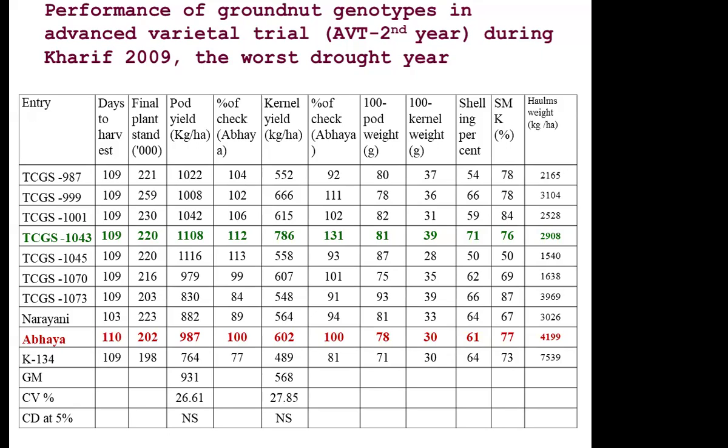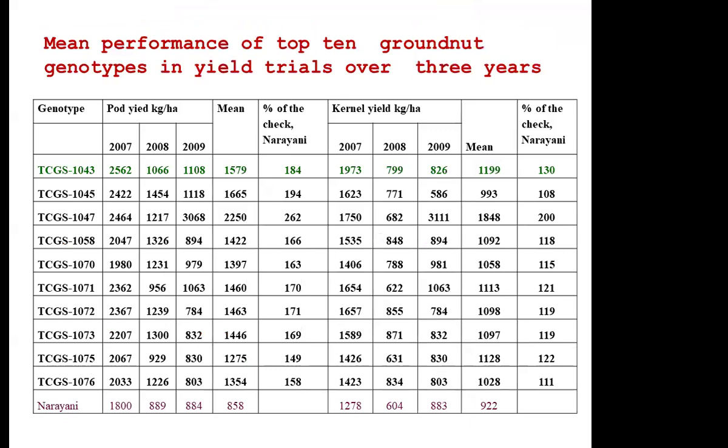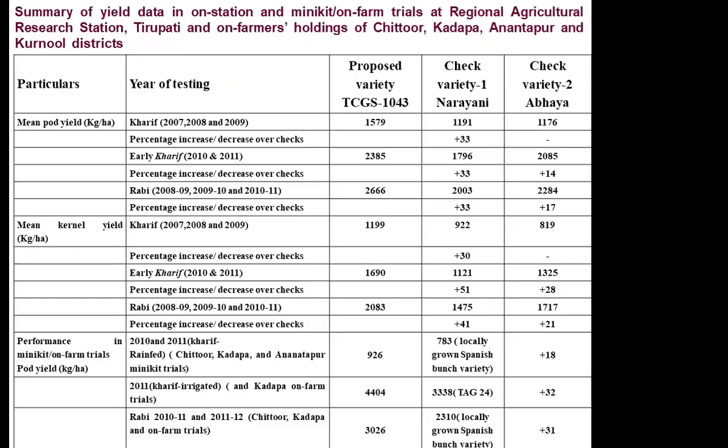Next slide. How we can utilize the information that we get naturally, that is what I wanted to impress upon you here. See the yield data: 2007, 2562, Kharif 2008, 1066, in 2009, 1180 kg per hectare. And this is the advantage that we have recognized during Kharif 2009 with TCS 1043. Next slide please.